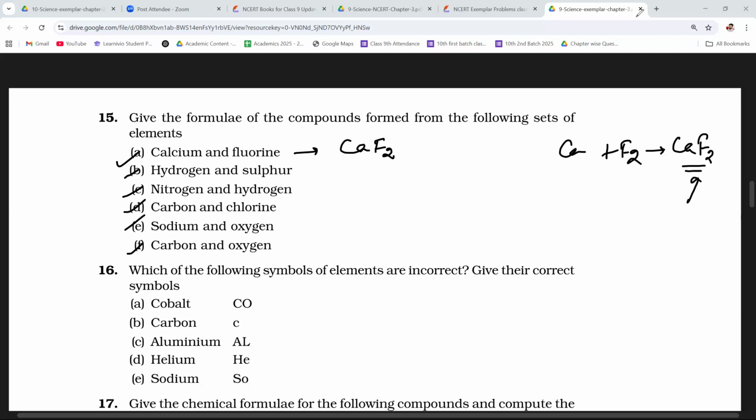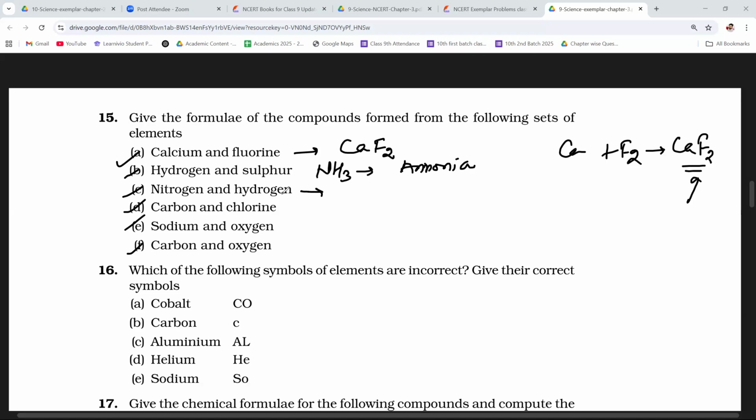Okay, so what's the answer for the second one? H2S. NH3. NH3. And what is the name of this compound? Ammonia. Ammonia.